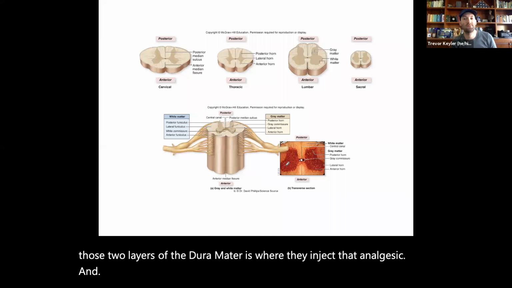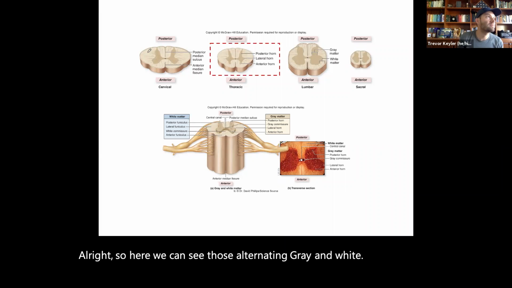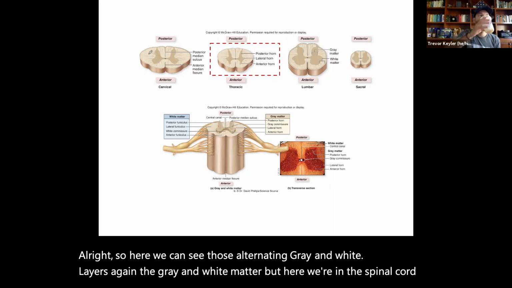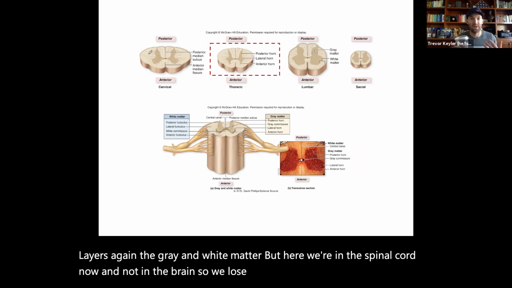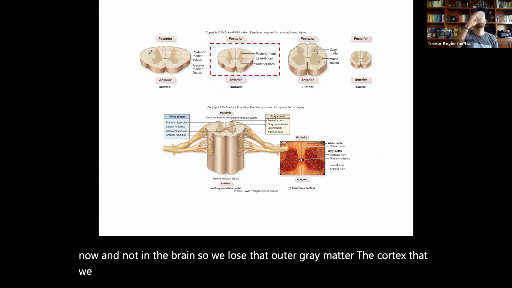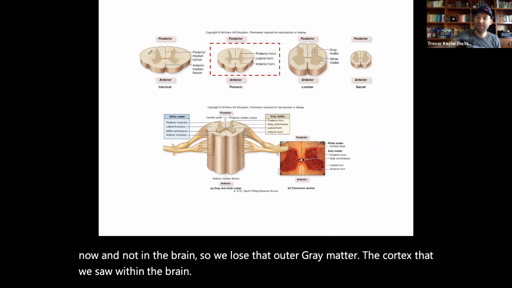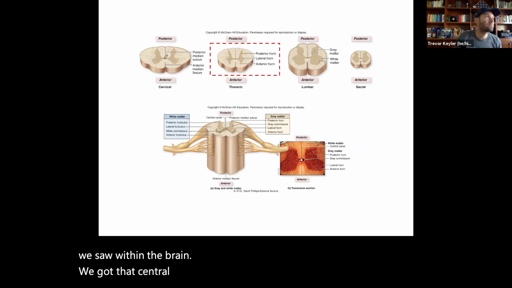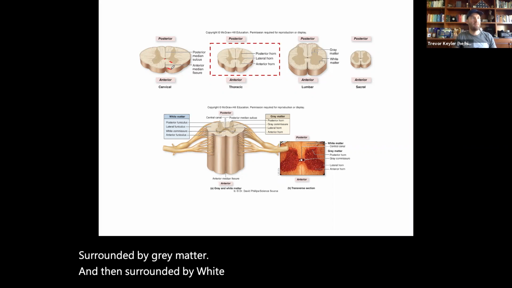All right, so here we can see those alternating gray and white layers. Again, the gray and white matter, but here we're in the spinal cord now and not in the brain. So we lose that outer gray matter, the cortex that we saw within the brain. We've got that central canal surrounded by gray matter and then surrounded by white matter. That's the pattern.